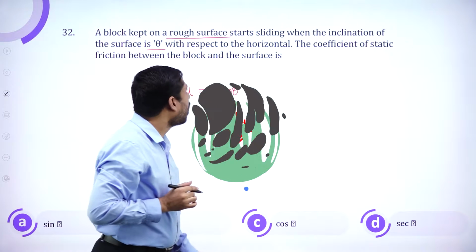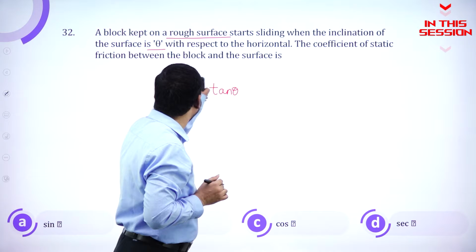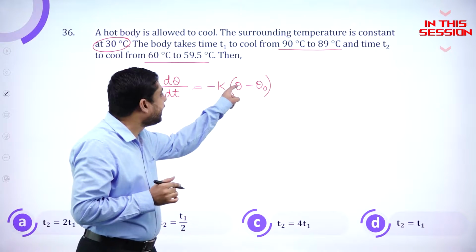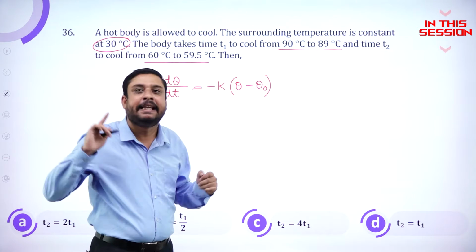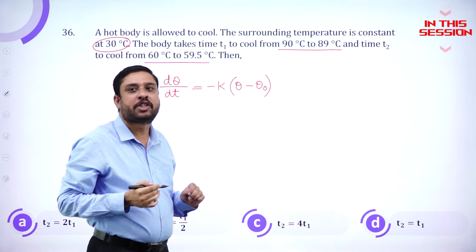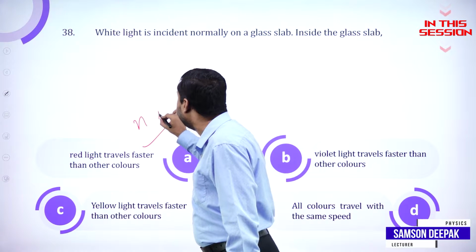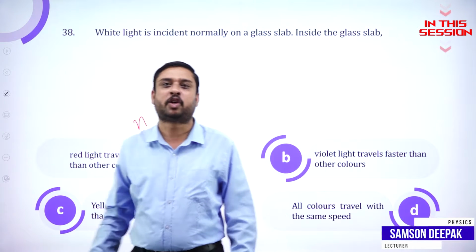Mu is called coefficient of friction. It is always equal to tan theta, where theta is the temperature of the hot body, theta naught temperature of the surroundings. Red, because refractive index of red is less when compared to the other colors.